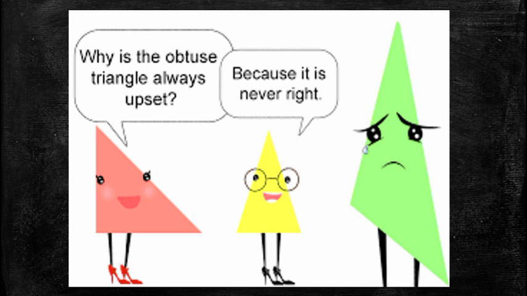Okay, so this is a funny little joke. Why is the obtuse triangle always upset? Because it's never right. And then there's the obtuse triangle, and it's an obtuse triangle because look here, there's an obtuse angle there.